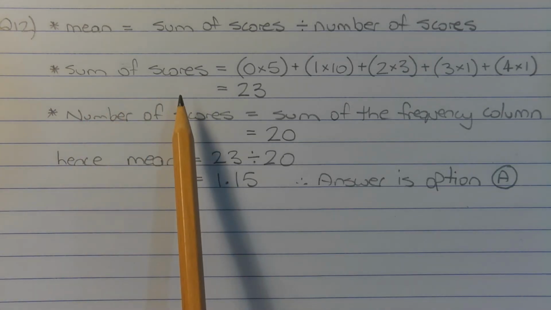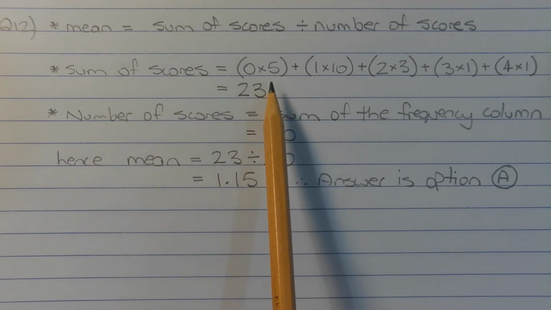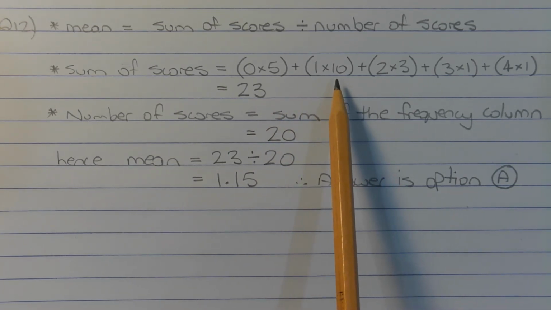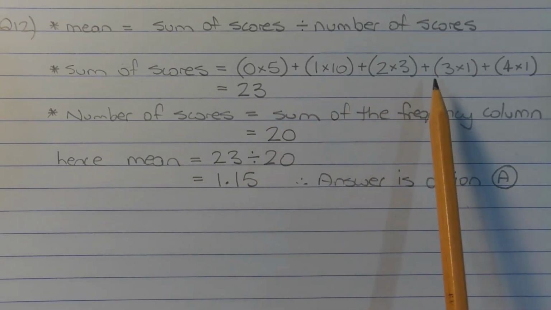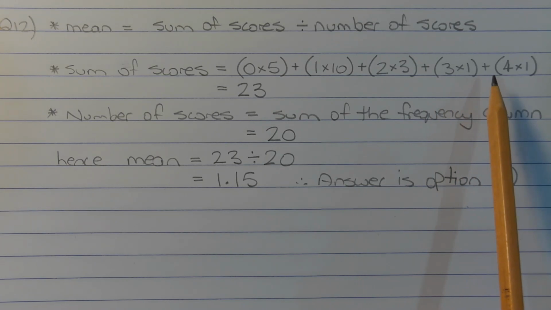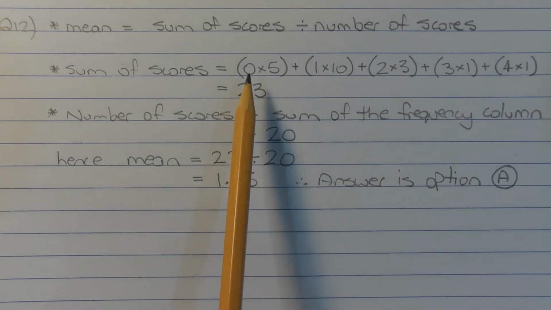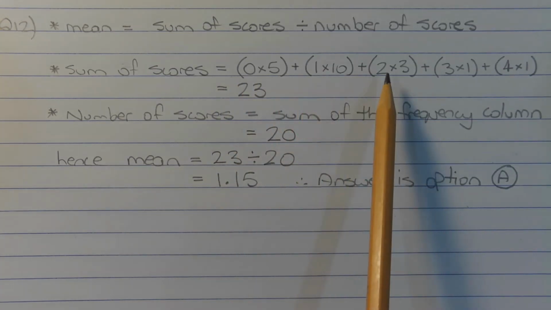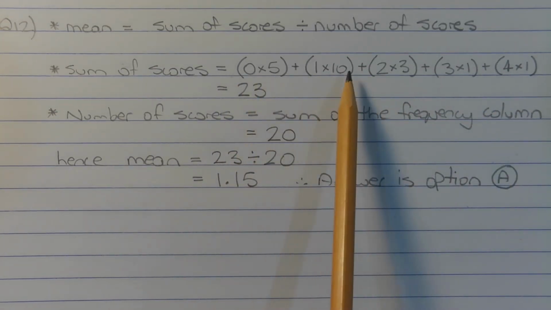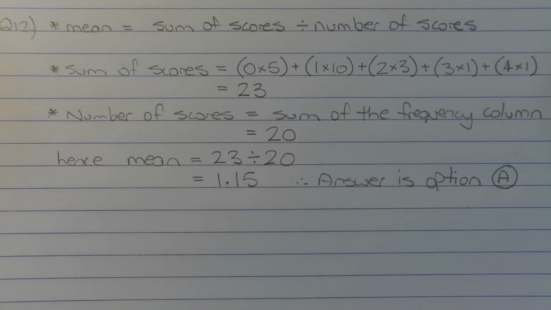So the sum of scores is equal to 0 times 5, plus 1 times 10, plus 2 times 3, plus 3 times 1, plus 4 times 1, which equals 23. Note that the first value corresponds to the score, and the second values correspond to the frequency of those scores.